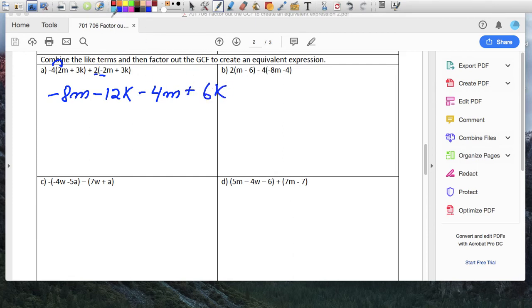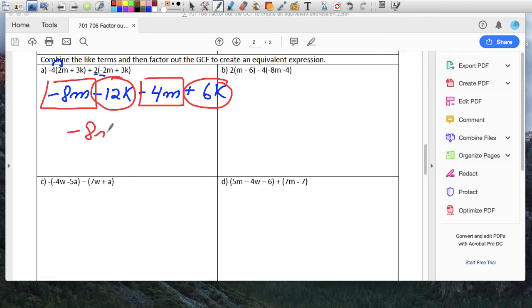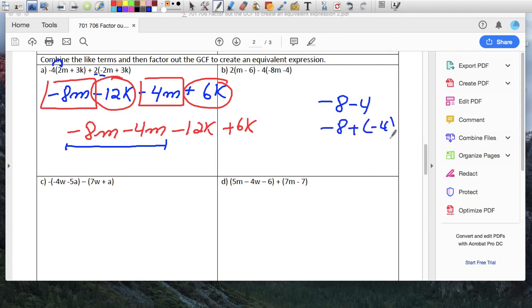So I can combine some terms, yeah? So it's this one with this one, and this guy with this guy. So negative 8m minus 4m minus 12k plus 6k. So I can combine these two, and that becomes negative 8 plus negative 4, so negative 12. So it's negative 12m. This one is negative 12 plus 6. There's more negatives, right? So it's going to be minus 6k.